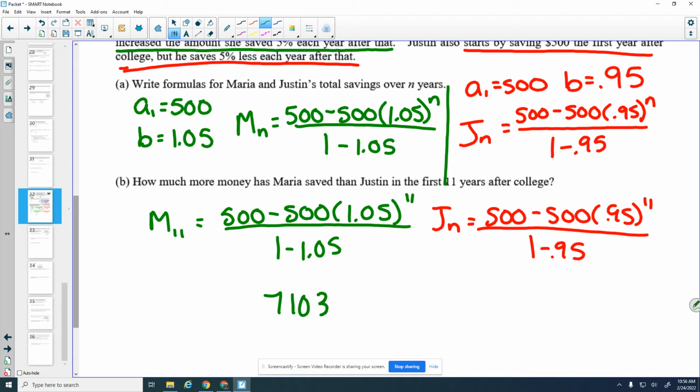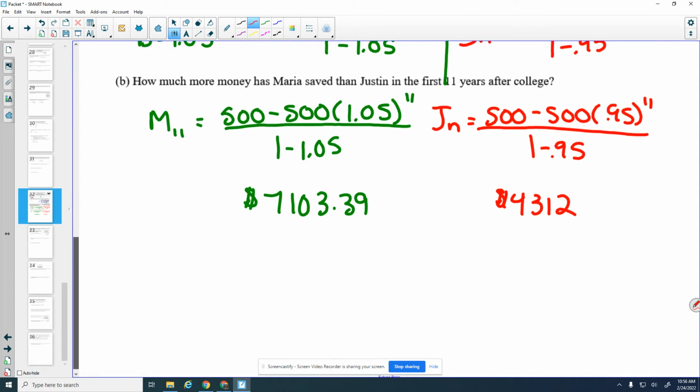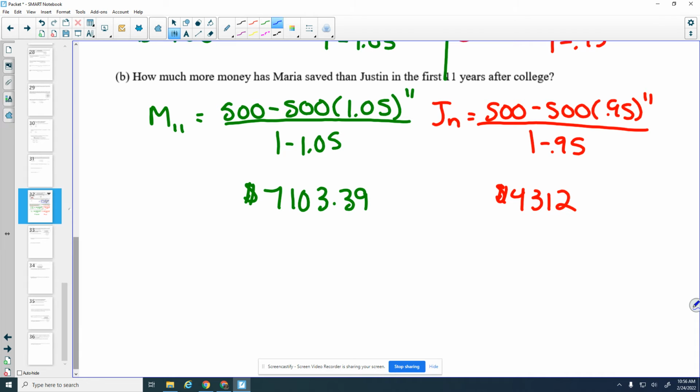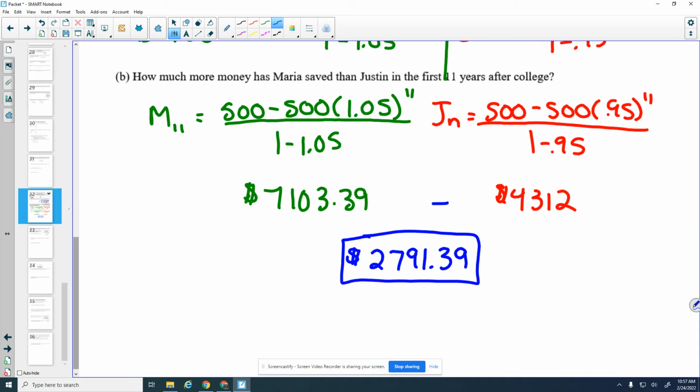Maria will have invested $7,103.39, and Justin will have invested $4,312. So when I compare them, I'm just going to subtract the two, and she saved $2,791.39 more. So that seems like a lot, but if she's increasing 5% and he's decreasing 5%, the amounts they've invested are really becoming very different over those years, which is why we had such a big number there.